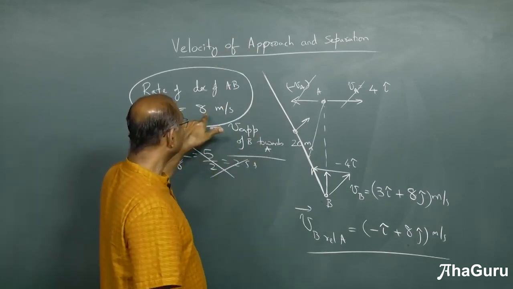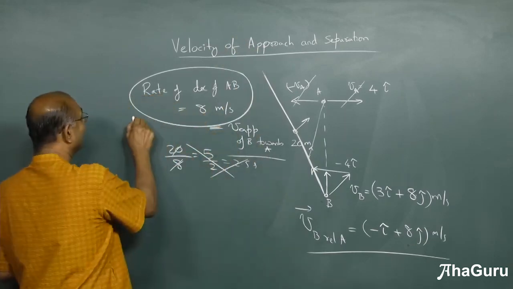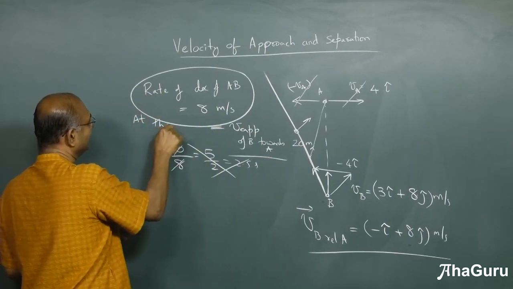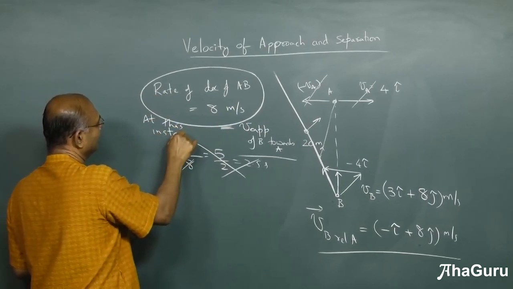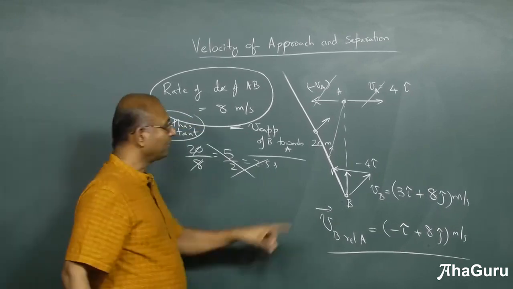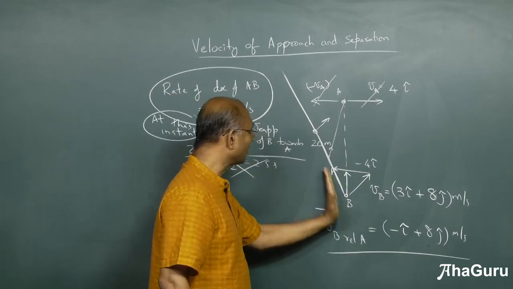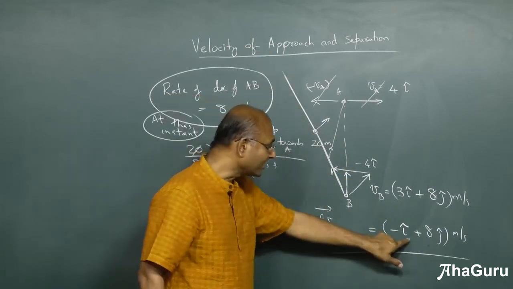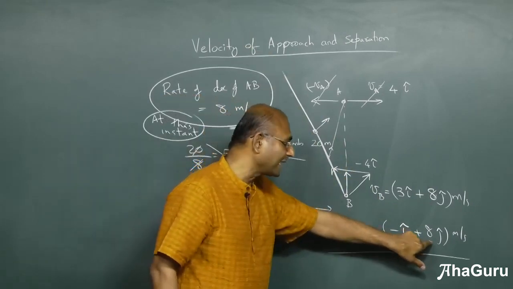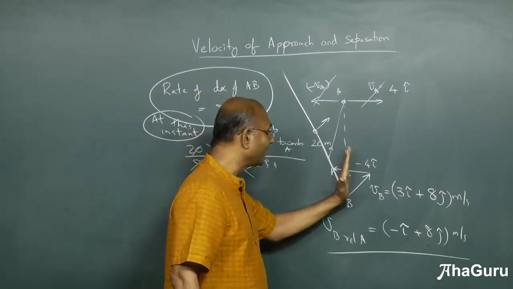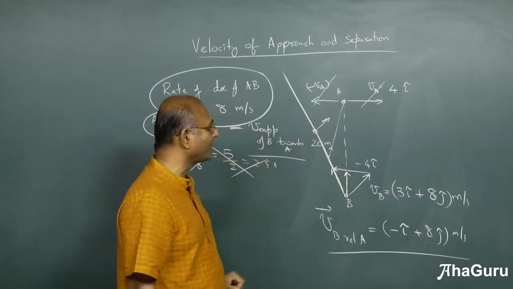Why? Because this is 8 meters per second at this instant. It is an instantaneous velocity of approach. Because the component you are taking, this is constant velocity. It has a constant relative velocity of minus i cap plus 8j cap, but its velocity of approach keeps changing as you go from point to point.